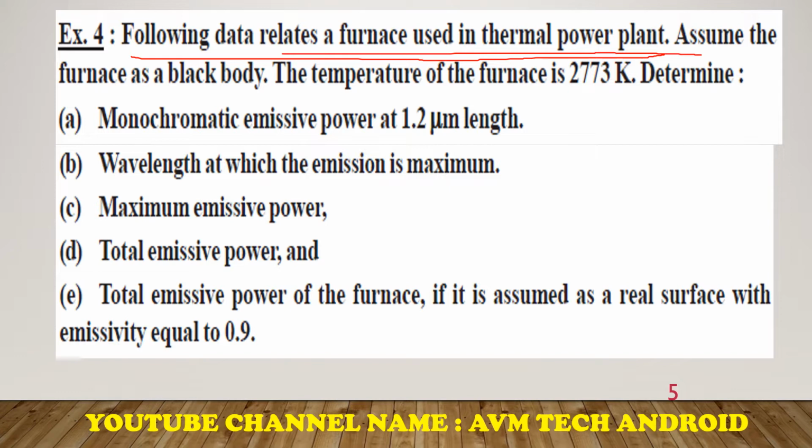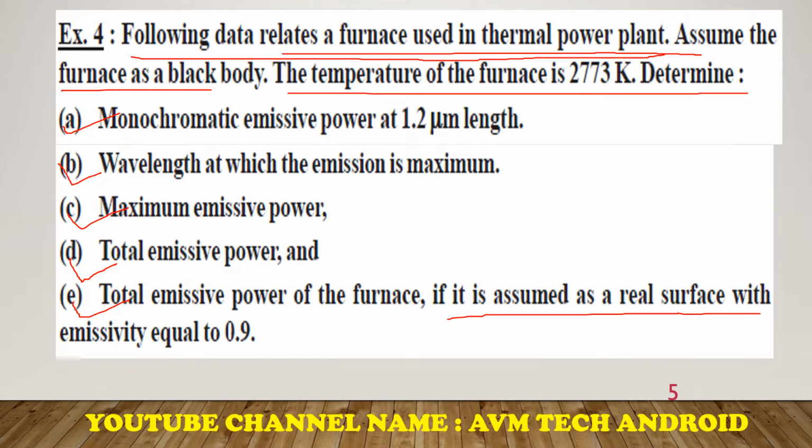Assume the furnace is a black body. The temperature of the furnace is 2773 Kelvin, and we have to find out the monochromatic emissive power at 1.2 micrometer wavelength, the wavelength at which emission is maximum, the maximum emissive power, the total emissive power, and the total emissive power of the furnace if it is assumed as a real furnace with emissivity equal to 0.9. So this is the data available with us.